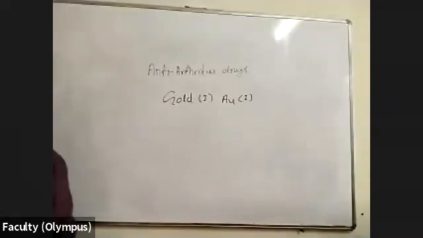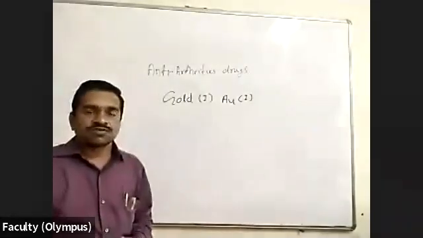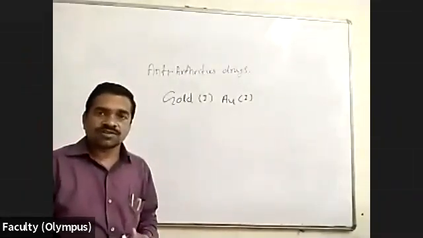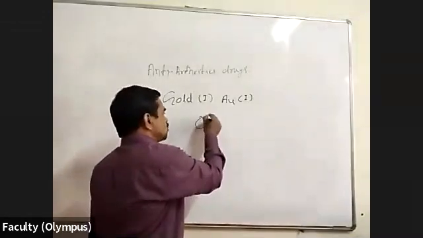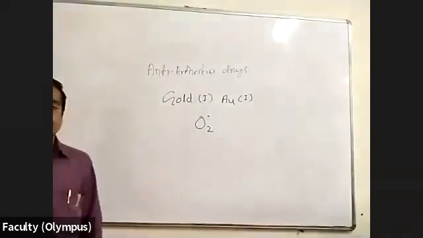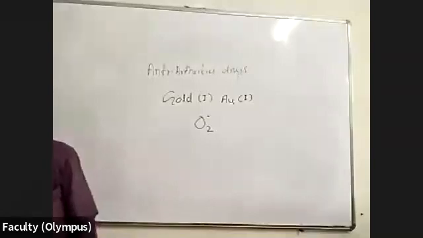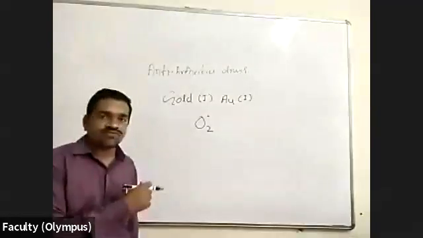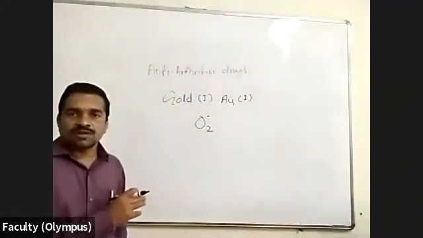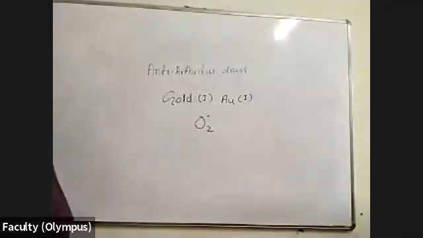Now, the mode of action is that these gold complexes inhibit the formation of O2 radical, which is formed by the dissociation of peroxide molecules. This deactivates the singlet form of O2. It deactivates the formation of the singlet form of O2 radical, and in this way it inhibits the arthritis.